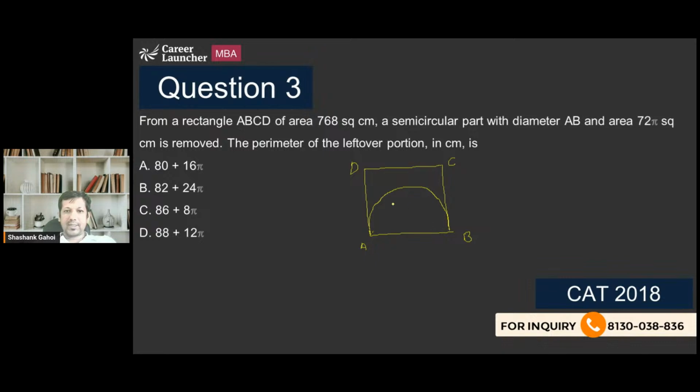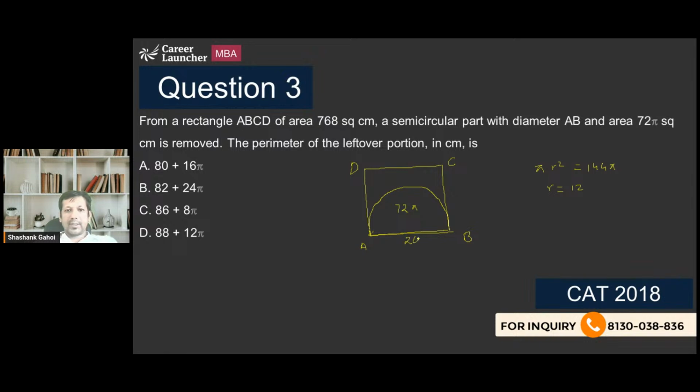And this has an area of 72 pi. Okay. So if half the circle has the area of 72 pi, so total circle is going to have an area of 144 pi, right? So I can say R is equal to 12. So this length comes out to be 24.